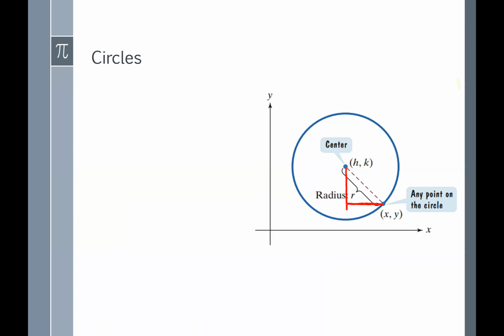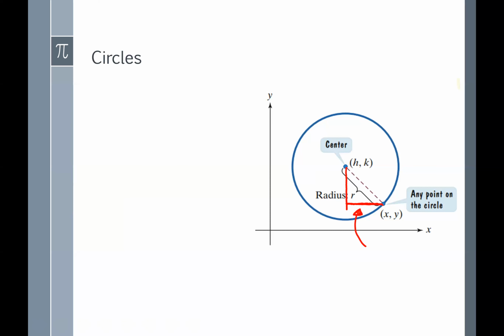And we're going to now use the Pythagorean theorem to find this equation. The Pythagorean theorem says that if I take the sum of the squares of the two legs of a right triangle, I get the hypotenuse squared. Well, in the triangle I've drawn here, the hypotenuse is the radius of the circle.